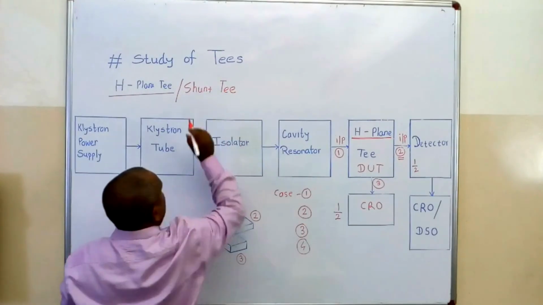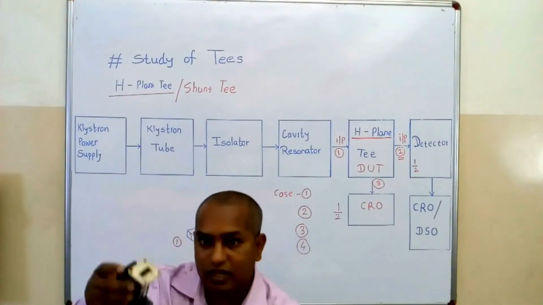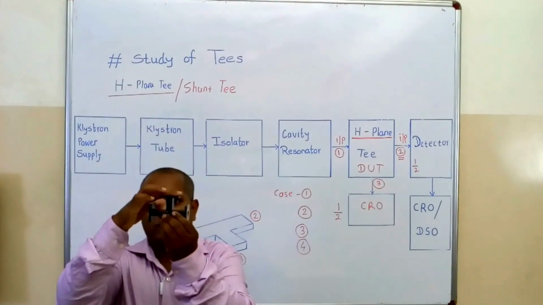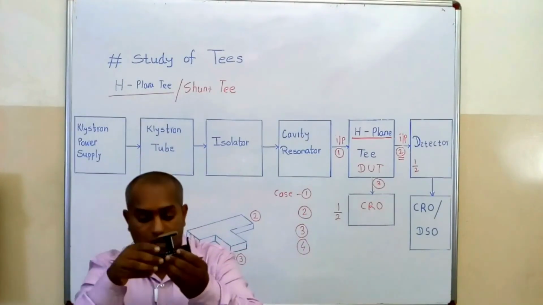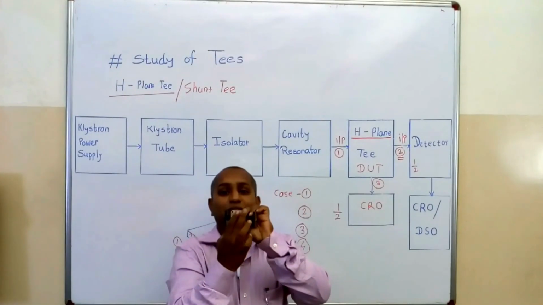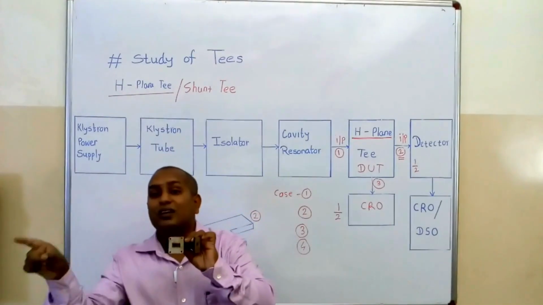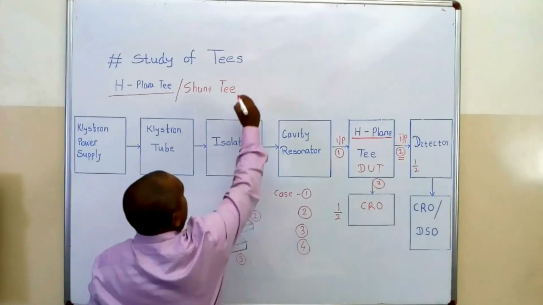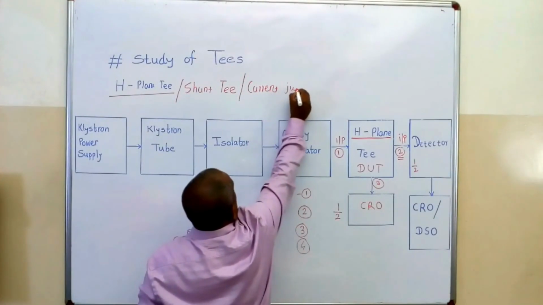In an E plane T, we know we are measuring a voltage. That's why it is known as a voltage junction, because voltage is related to the electric field. But in an H plane T, we are measuring a magnetic field, and according to electromagnetic theory, the magnetic field is related to the current. That's why this plane T is also known as a current junction.